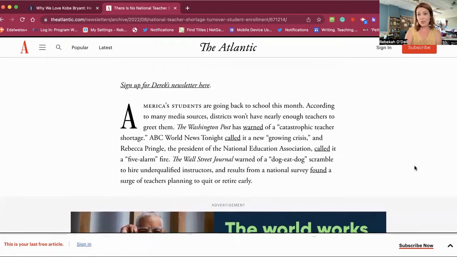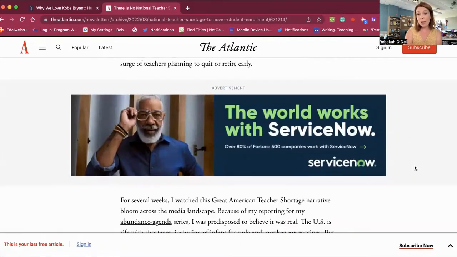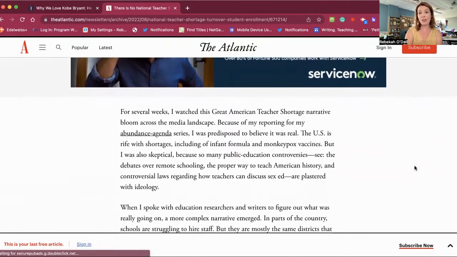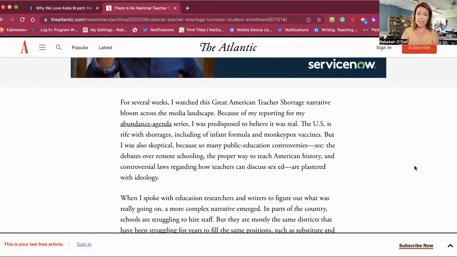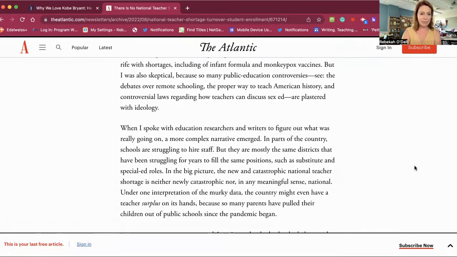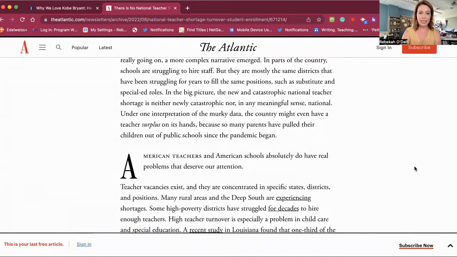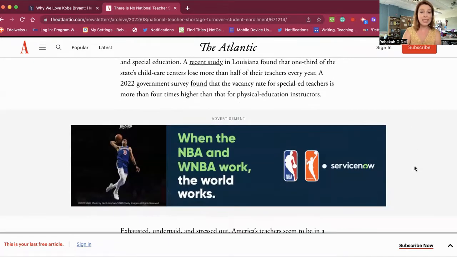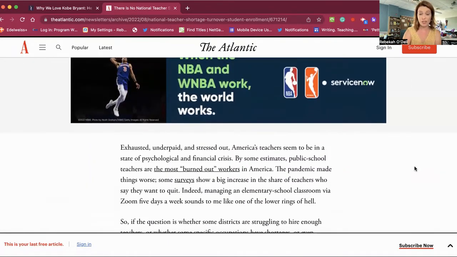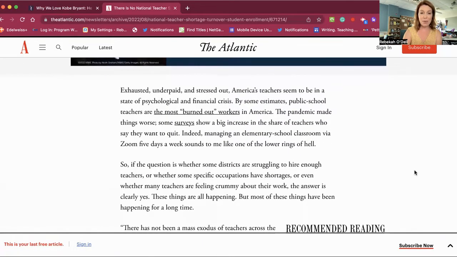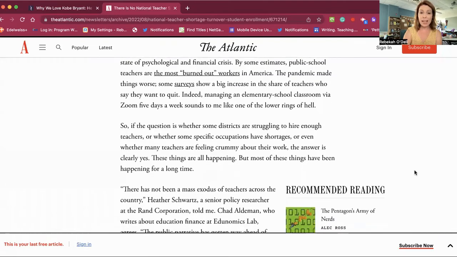And here, the introduction is about 2 paragraphs. First, the background of the national teacher shortage, and then some background about how this writer became interested in it and why he began to think something different than the story he was being told. Then we get body. Lots and lots of body, because this is a much longer article than the one that we read by Kareem Abdul-Jabbar. And notice we see some transitions.